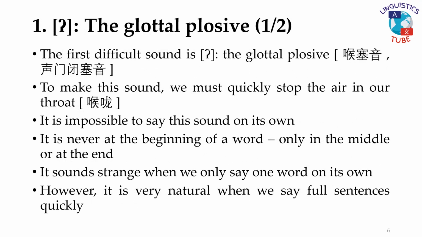The first difficult sound that we will learn about is called the glottal plosive. You can see the IPA symbol for this on the screen. To make this sound, we must quickly stop the airflow in our throat. Do you remember we learned that the difference between voiced and voiceless sounds is that two doors in your throat almost close to make voiced sounds, but are open to make voiceless sounds? Well, these two doors completely close and then reopen in order to make the glottal plosive. When we speak quickly, we can use this sound instead of t.